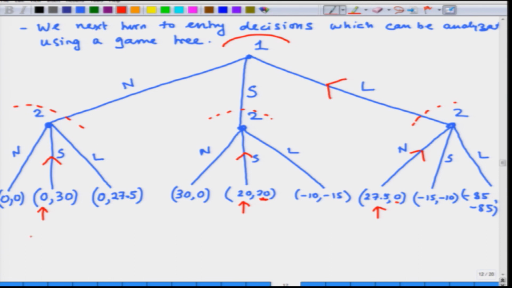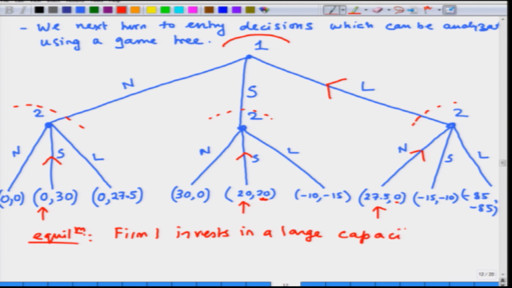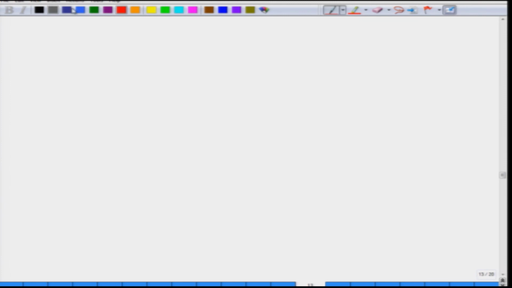So, essentially the equilibrium is that firm 1 invests in a large capacity and firm 2 does not enter, right. So let us think about this. This outcome is interesting.